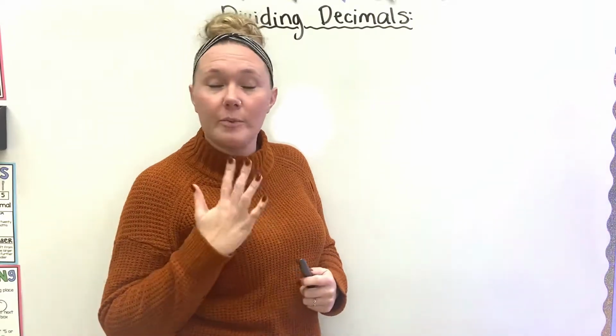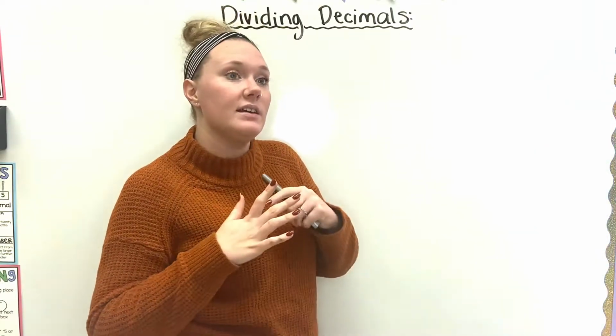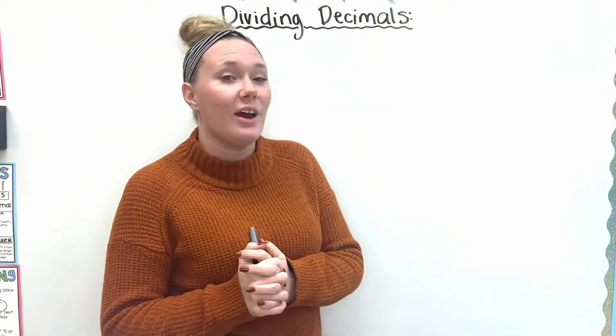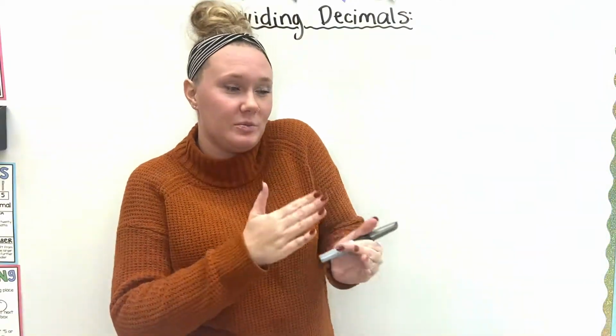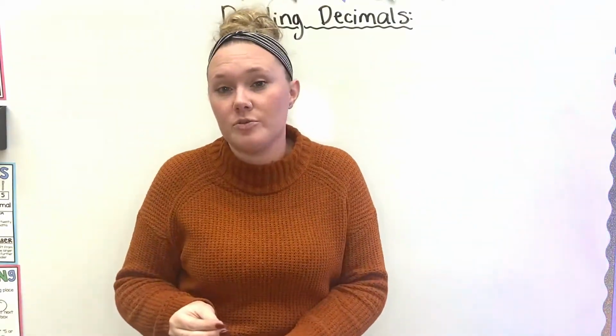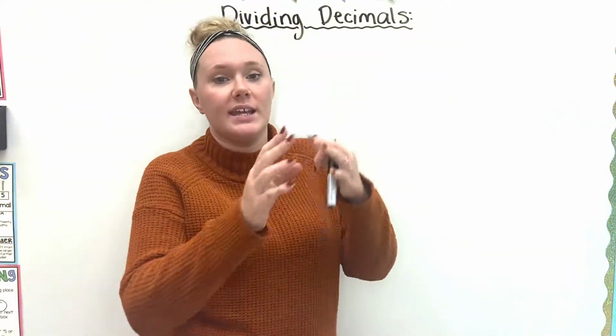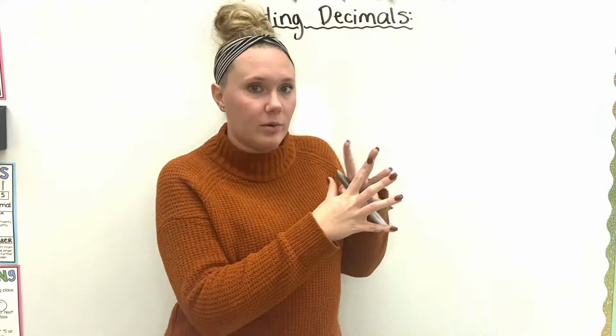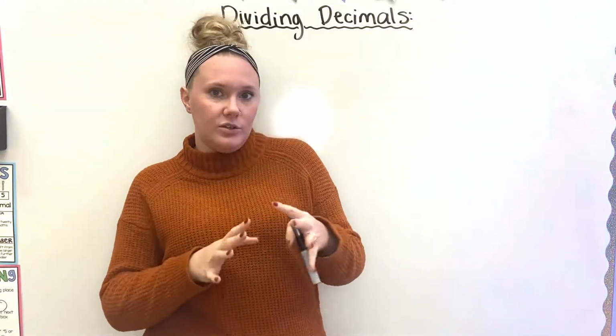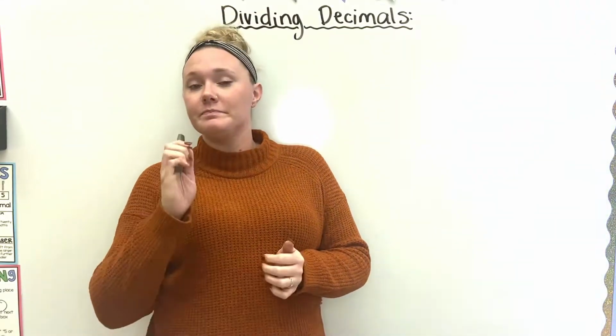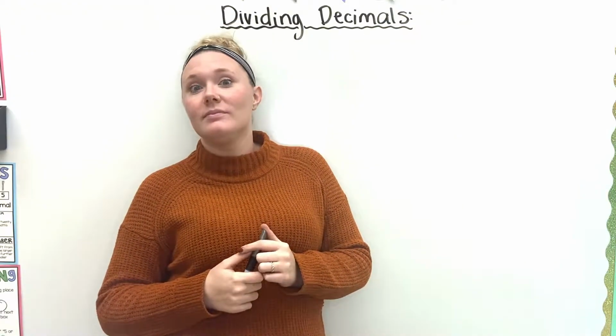We did our multiplying decimals first because you can't divide until you know how to multiply. So you guys are really, really good at multiplying decimals and taking the decimal out, putting it in its little bubble, and then using your lattice to multiply normally. Now we're going to do dividing decimals.